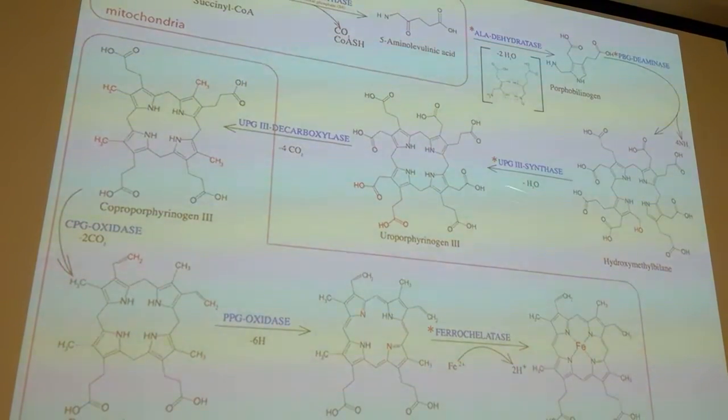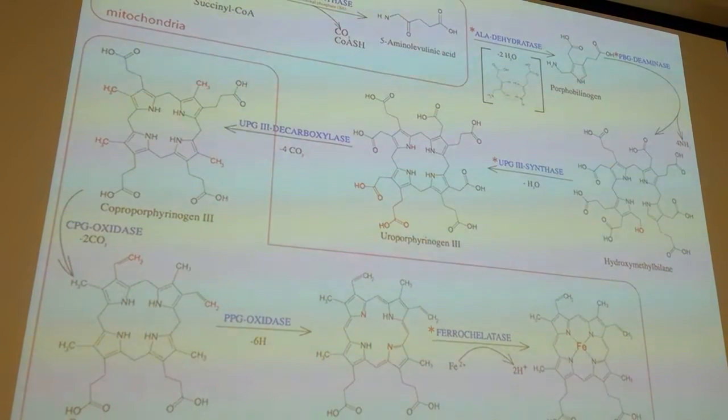And I like this pathway map just because it's easy to appreciate that this is occurring in these different subcellular compartments. So you can see that this first step is in the mitochondria, these intermediate steps are taking place in the cytoplasm, and then these final steps are again present in the mitochondria. So it is this dynamic movement of these metabolites between the 2 compartments, which is interesting.